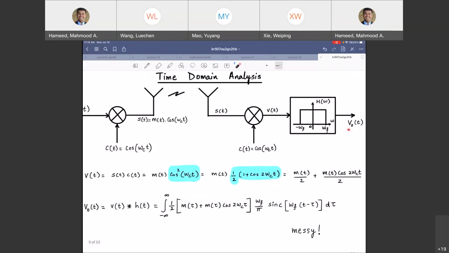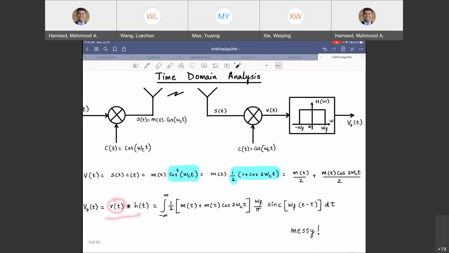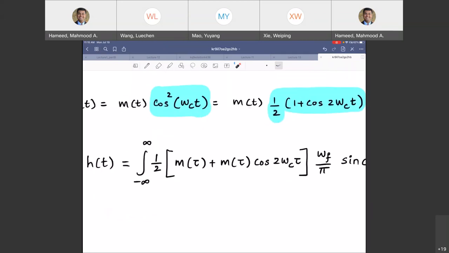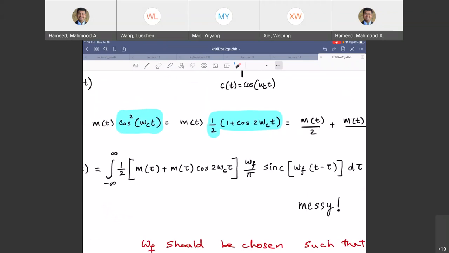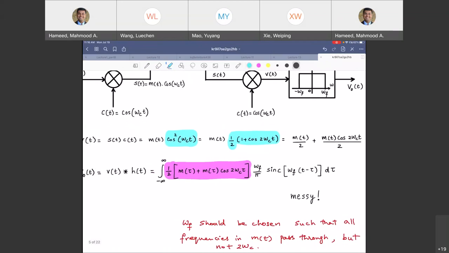But if I wanted to find out VO of T in time domain, what do I need to do? In time domain, I need to do convolution of what and what? V of T, the input to the filter, with the impulse response of this guy. The impulse response of this guy is going to look like a sinc, right? It's a triangle, a rectangle here. So it's going to look like a sinc. So I need to take V of T, which is this guy, and I need to do time domain convolution with a sinc. All right, let's see what is that going to look like. Whoa. Right? So all of this is V of T. And you're convolving it with a sinc. So the sinc is right here.